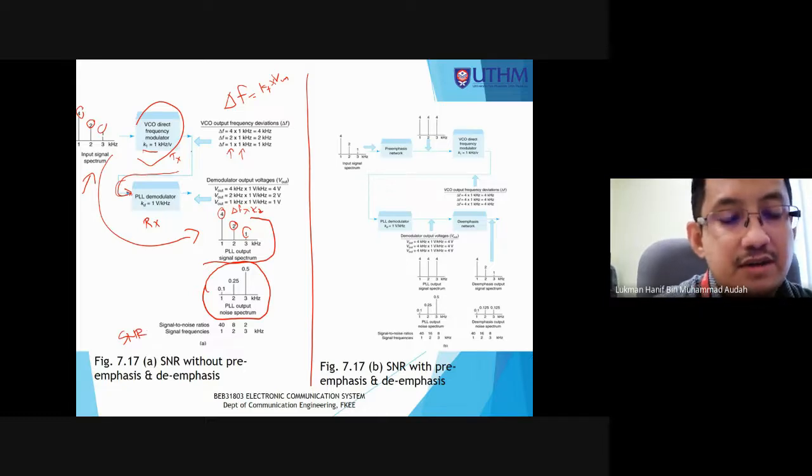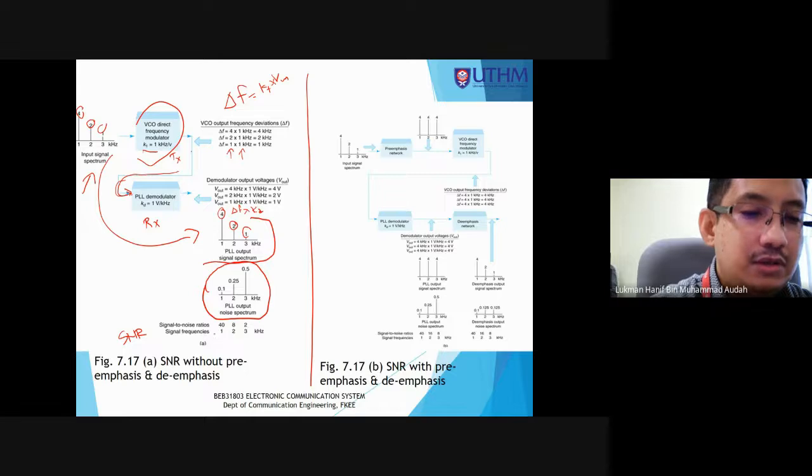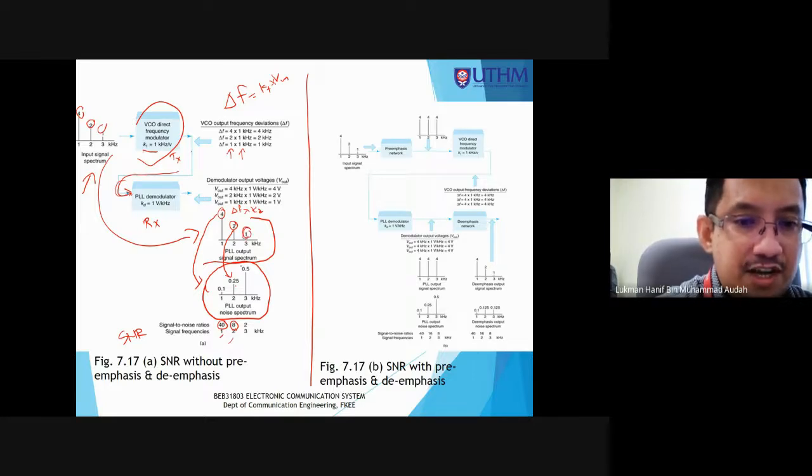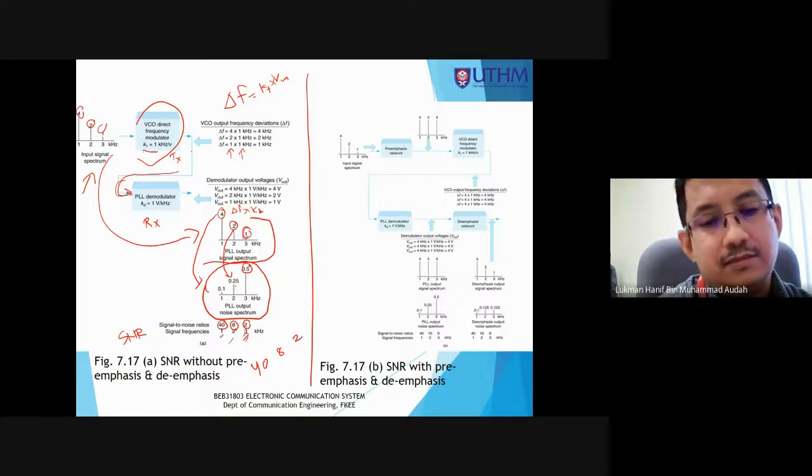SNR is equal to, so you divide 4 by 0.1, you get 40 at 1 kHz. The second part is 2 divided by 0.25, you get 8 at 2 kHz. 1 divided by 0.5, you get 2 at 3 kHz. So if you observe, the SNR value changes 40, 8, 2, which is not good.